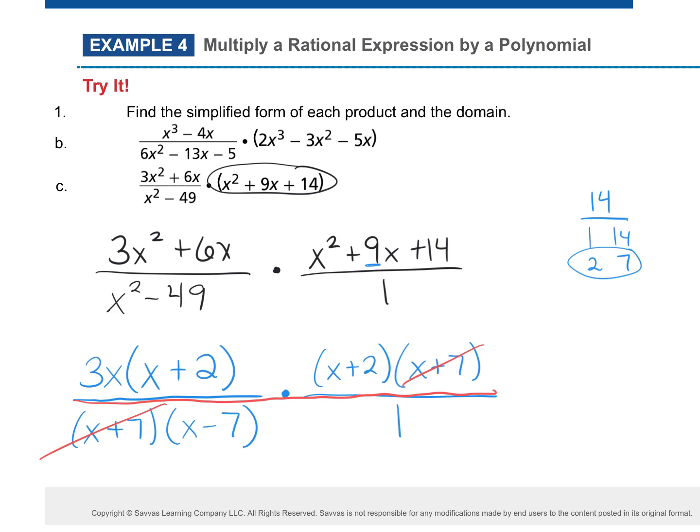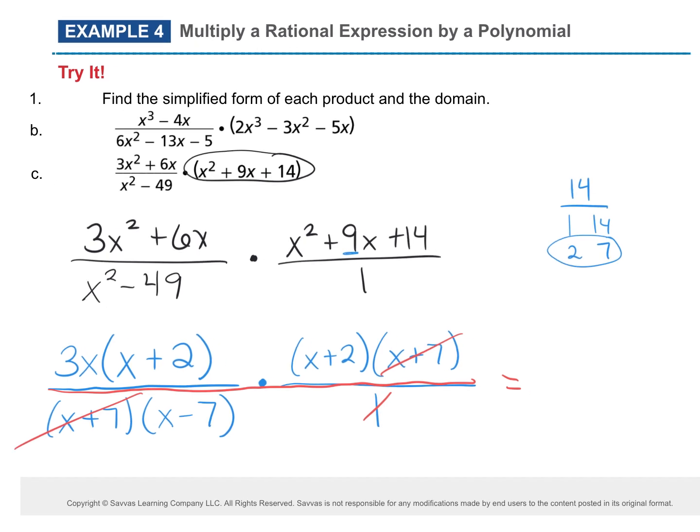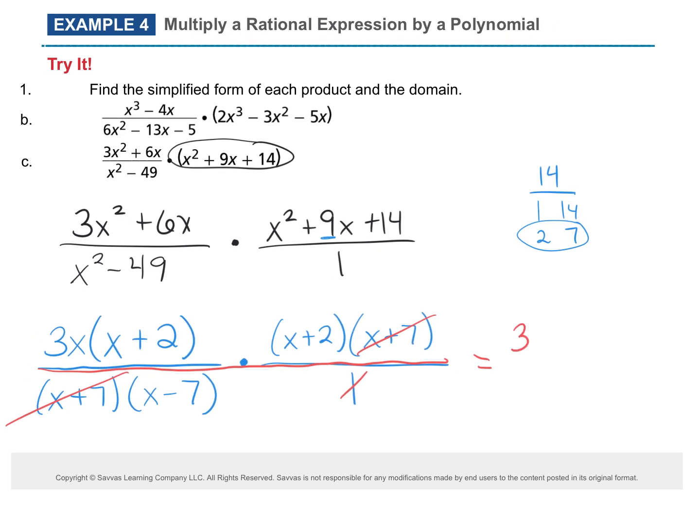Can I take anything else out? Can you simplify the 3 and the 1? I could, so do you agree like this one's gone? Yep, because 3 divided by 1 is just 3. Can I take anything else out? Nope. So what's left on the top? 3x times x plus 2 squared.